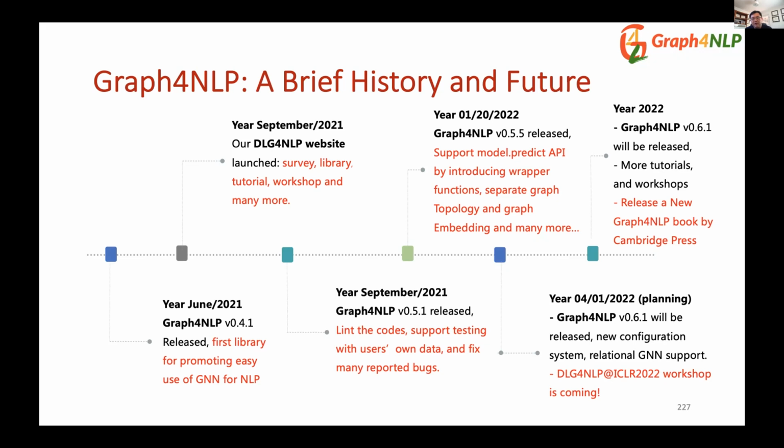Also, I want to introduce our DLG4NLP ICLR 2022 workshop, which will be held jointly with ICLR 2022 in April. Moving forward, we will have more tutorials, more workshops, and we are also preparing a new Graph4NLP book, which will later be published by Cambridge Press.